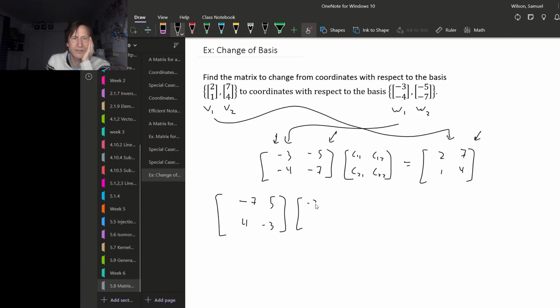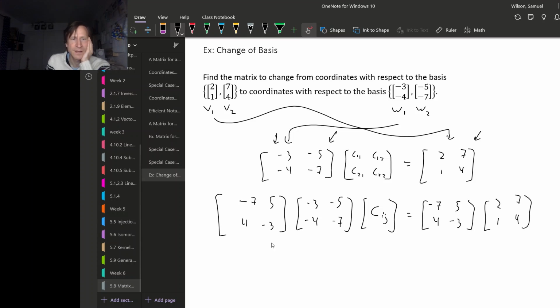Okay, times minus 3, minus 5, minus 4, minus 7, times my C's equals, so inverse matrix, minus 7, 5, 4, minus 3, times 2, 1, 7, 4. Now these are inverses, at least if I've done the calculation correctly. It looks good because I'm going to get 21 minus 20, so that gives me a 1 in the upper left-hand corner. I'm going to take Sage's word for it, or rather take the word of my ability to transcribe the output from Sage.